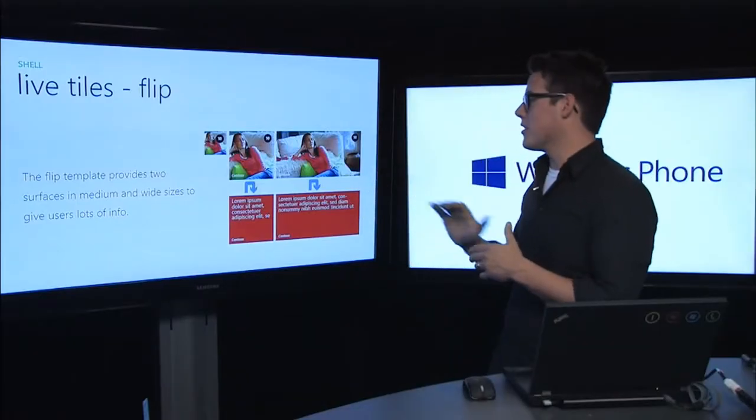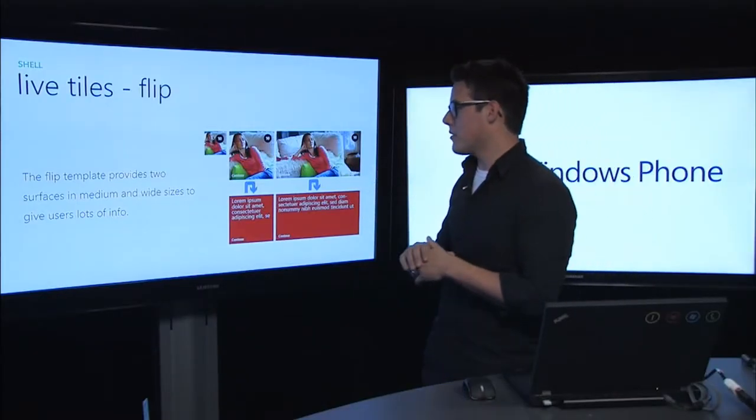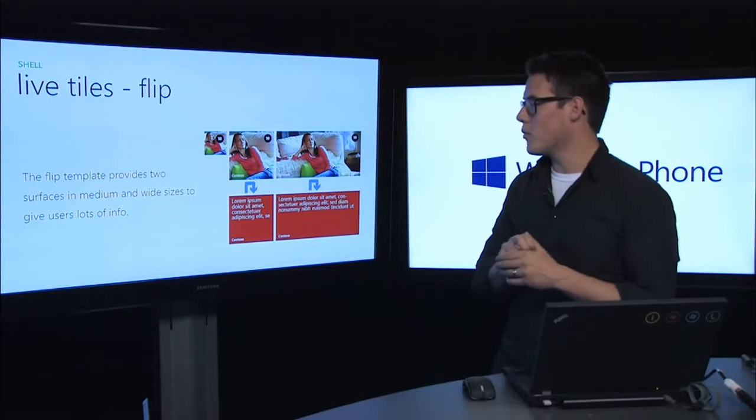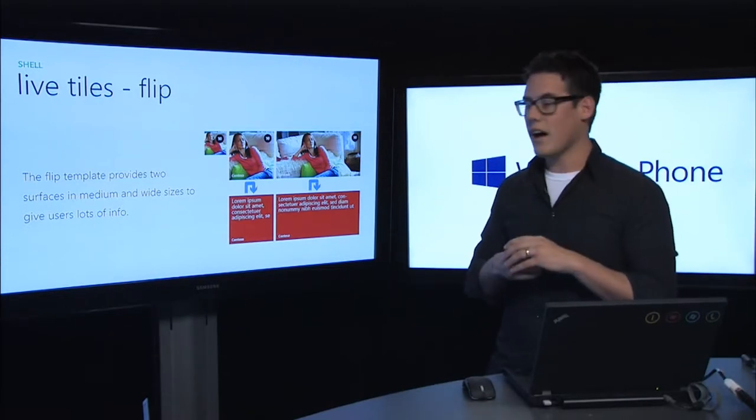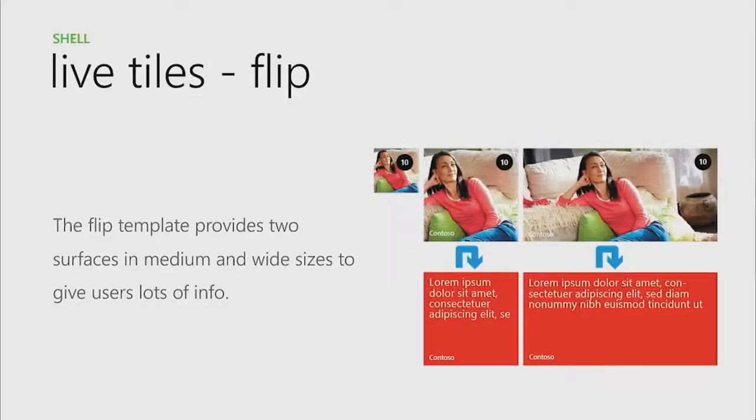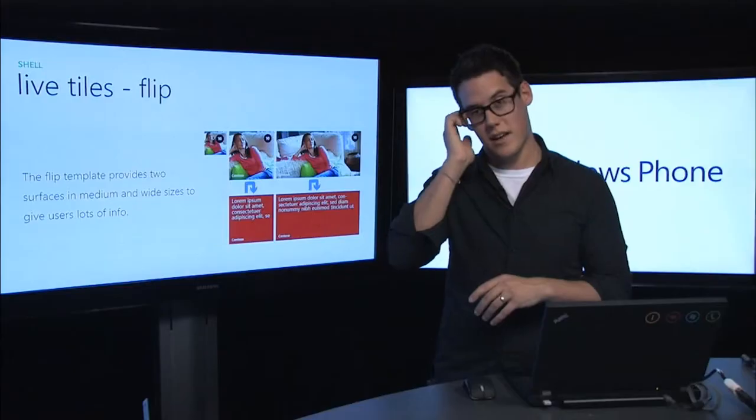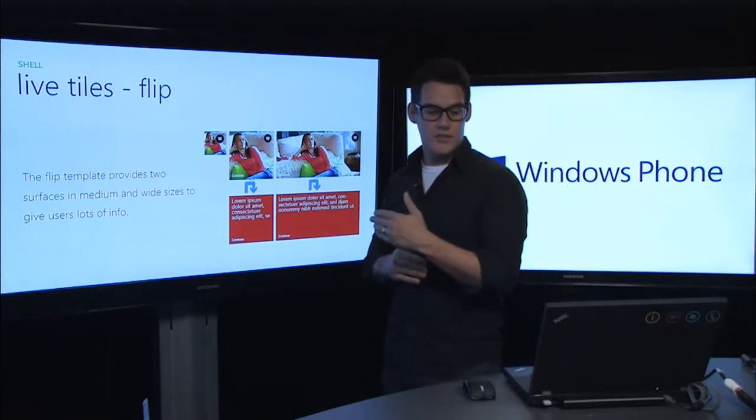First, there's Flip. The Live Tile Flip template provides two surfaces in medium and wide sizes to give users a lot of info. So basically, you have one side of the tile where you can put some text and some content, and a title. Then that tile will flip over, and on the other side you'll be revealed with an image or whatever you want the content to be on the back side of the tile. This is really cool to have two different things.